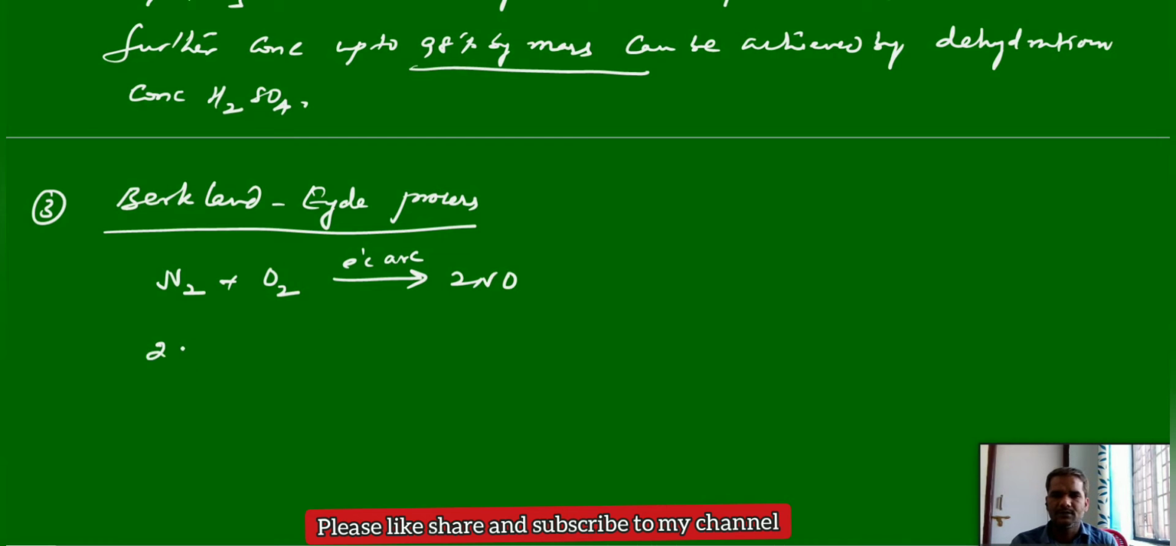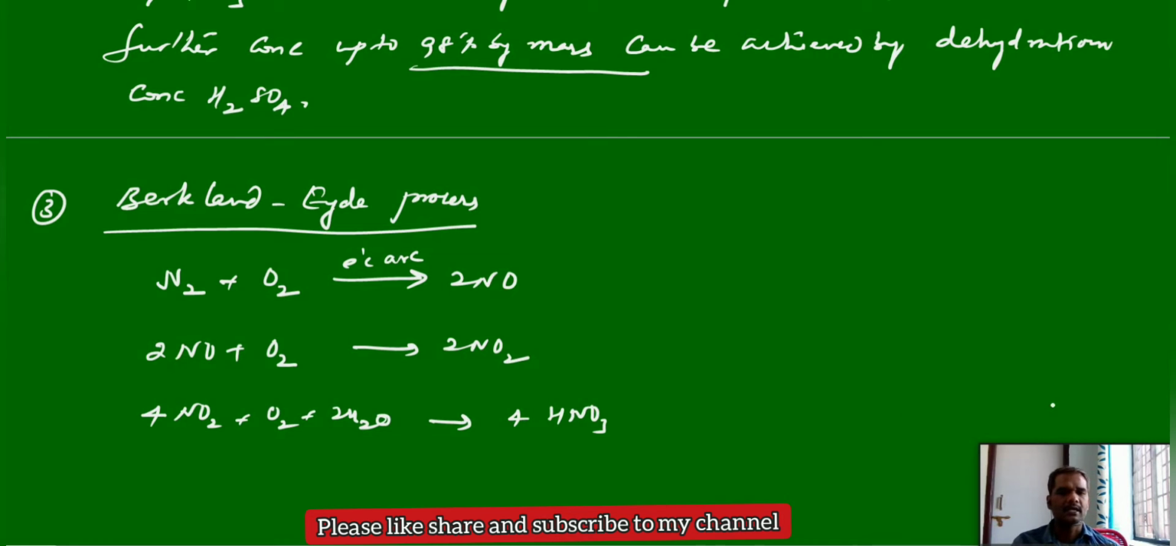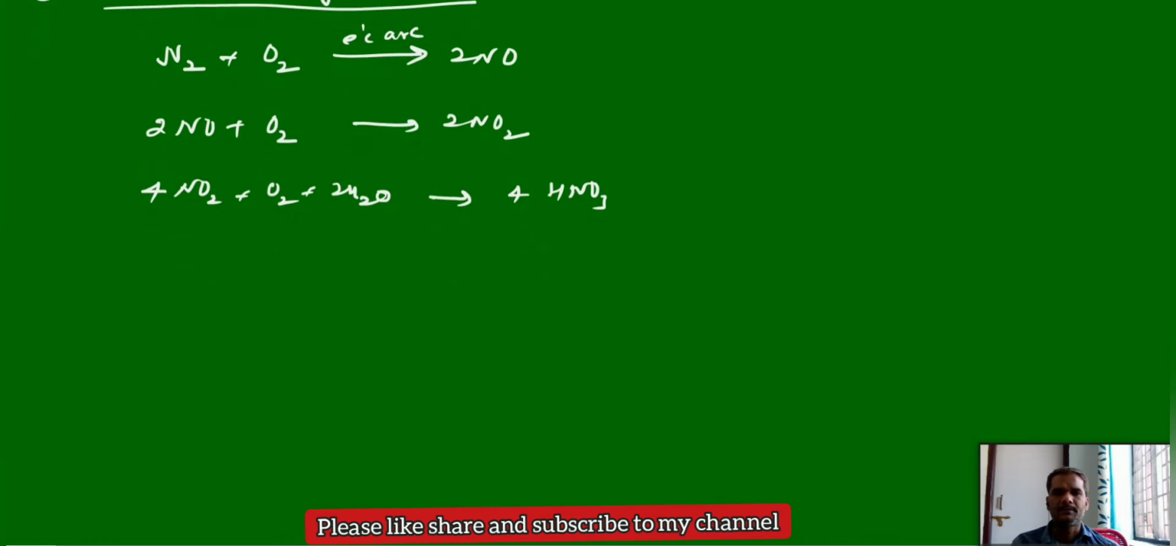In the next step, this nitric oxide is further oxidized to convert into nitrogen dioxide. And this nitrogen dioxide can be hydrolyzed in the presence of oxygen. You will get nitric acid, the Birkeland-Eyde process. So these are the three different methods for the preparation of nitric acid. Next, properties.